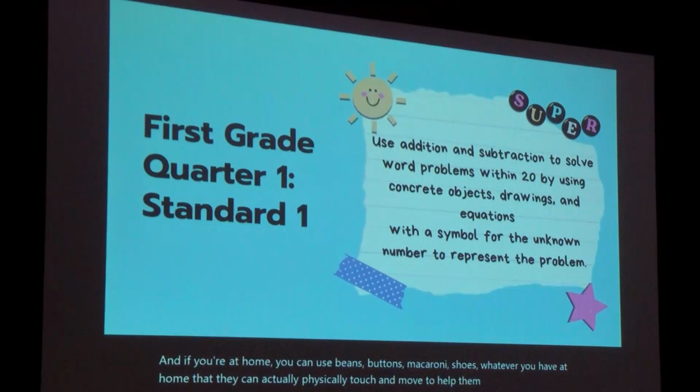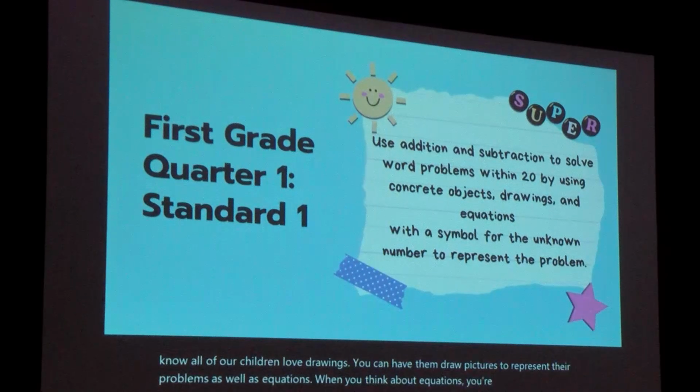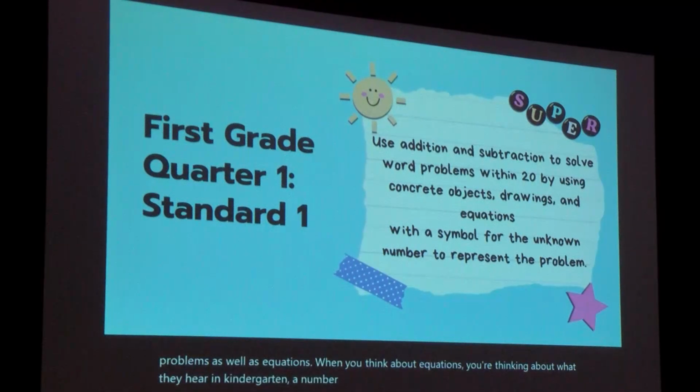Of course, we know all of our children love drawings. You can have them draw pictures to represent their problems as well as equations. When you think about equations, you're thinking about what they heard in kindergarten, a number sentence. It's going to be those two numbers joined together by either an addition or a subtraction sign.